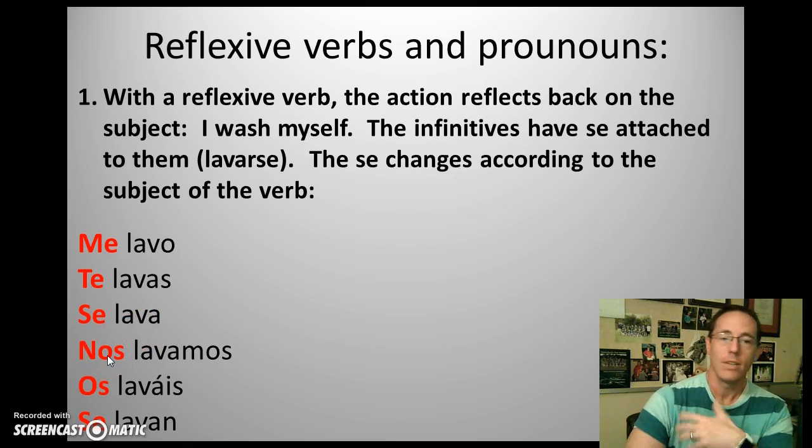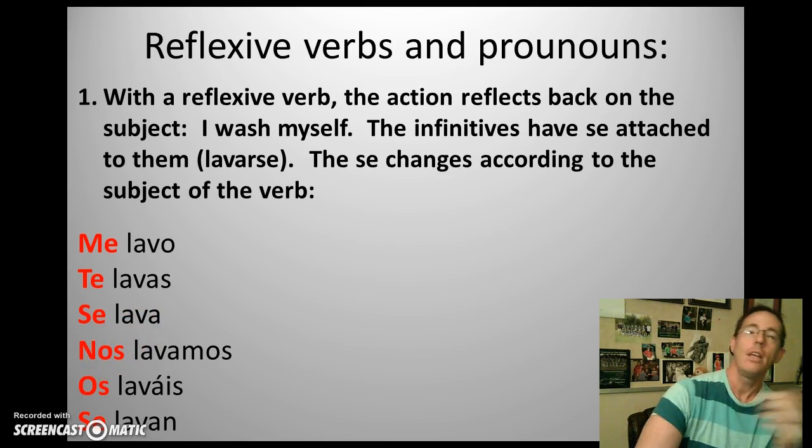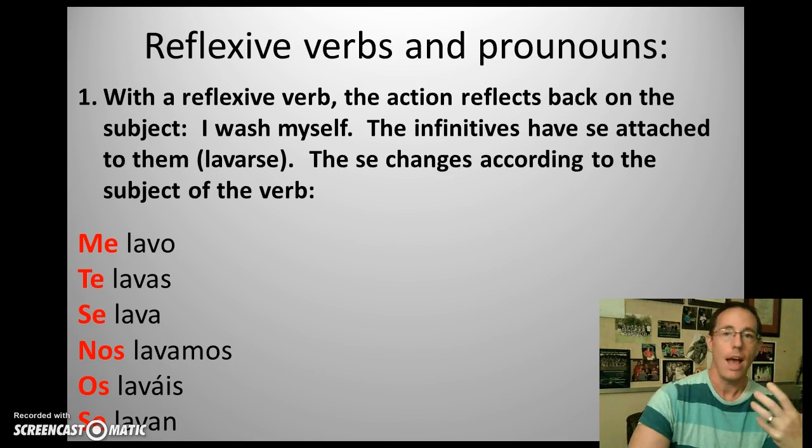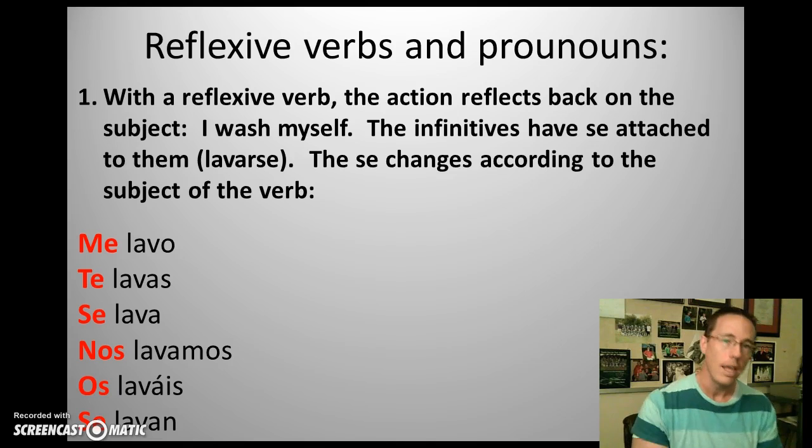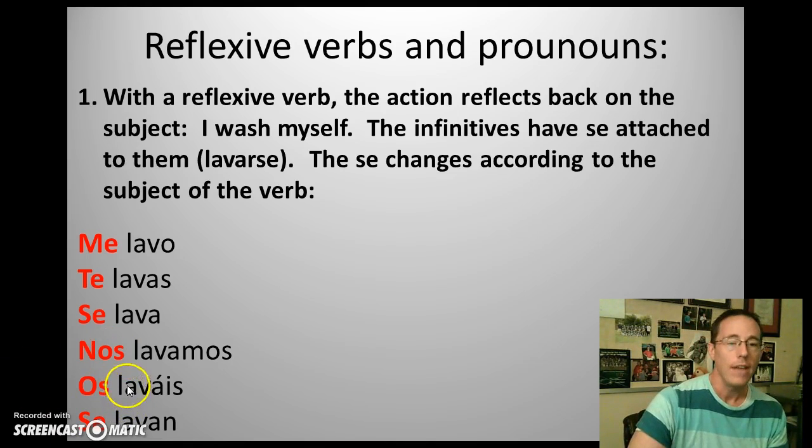Now, that's not meant to be any sort of group activity. It's just meant to simply describe that when we are washing in some way, that is what we are doing. And the nos part, although it would seem awkward in English, is not considered awkward in Spanish. Os laváis is you all wash yourselves, and se lavan would be they wash themselves, as examples.